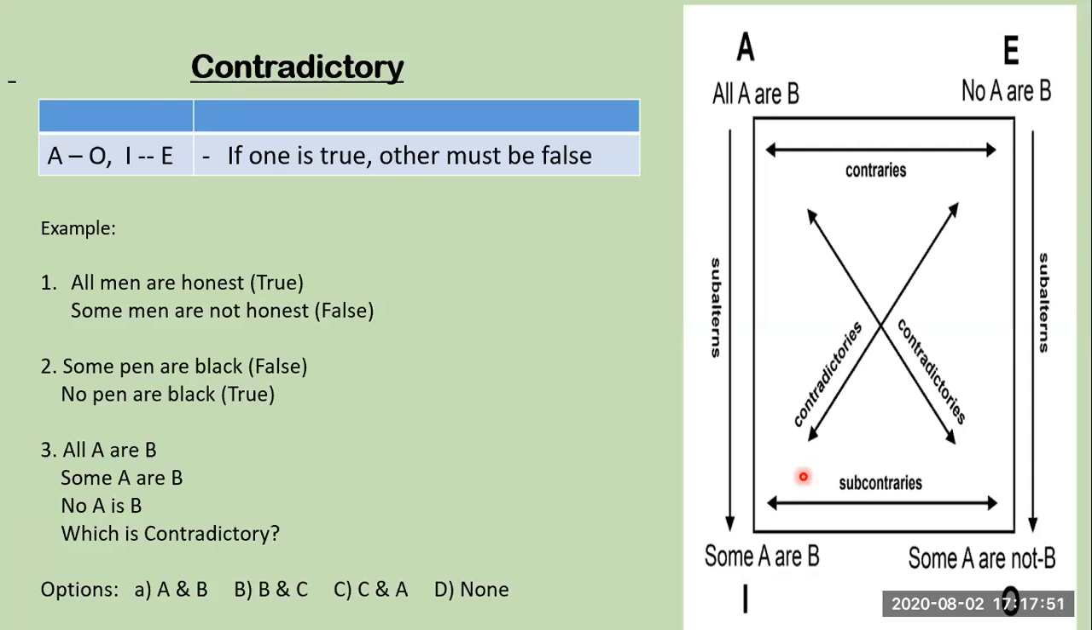Swati ma'am: all books are paper, some books are not paper. Very good. All cricketers are Sachin Tendulkar, some cricketers are not. Wow, very good. Parimala madam. So somebody is asking to explain in Kannada.